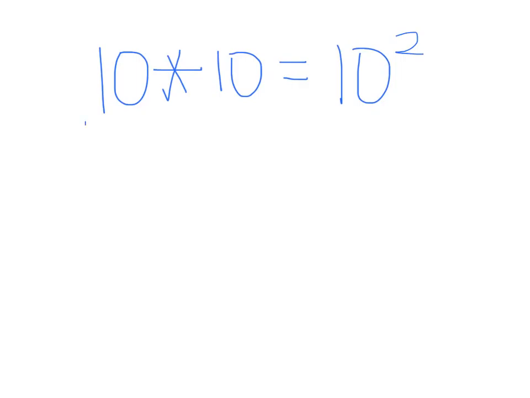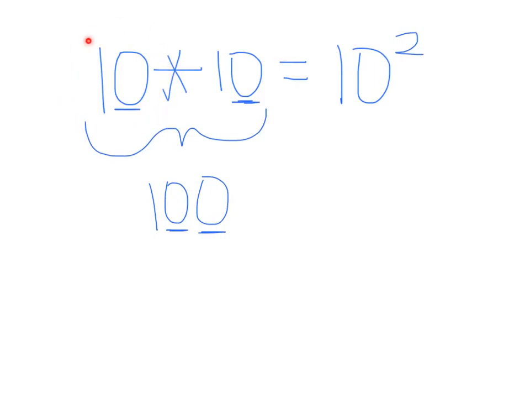Well, let's think about this. We know that 10 times 10 is 100. Every time we see a 0 in here, we have a 0 down here because 10 represents one place value and another 10 represents another place value. So we have one place value, two place values.